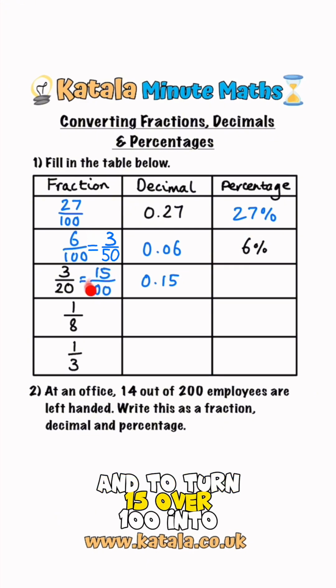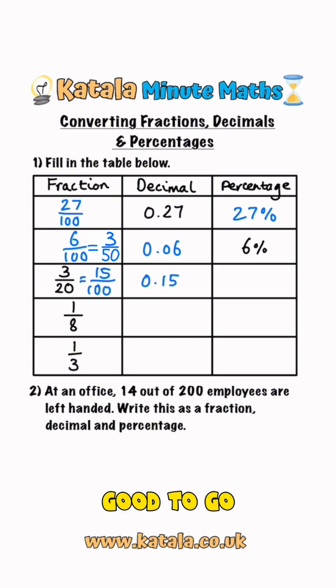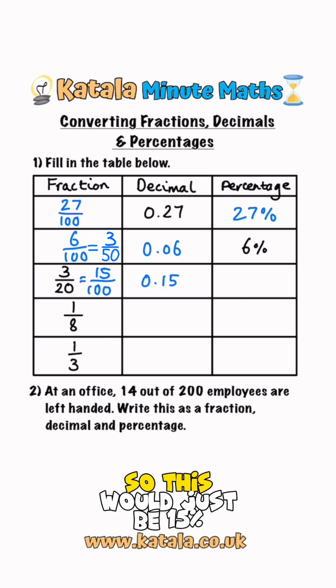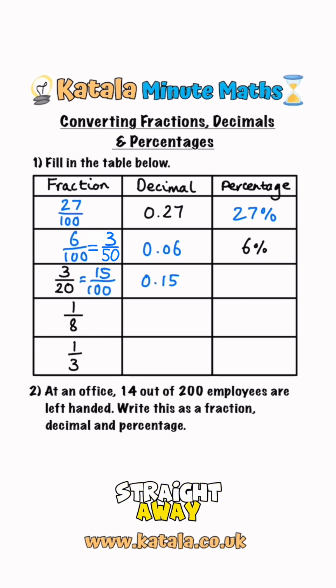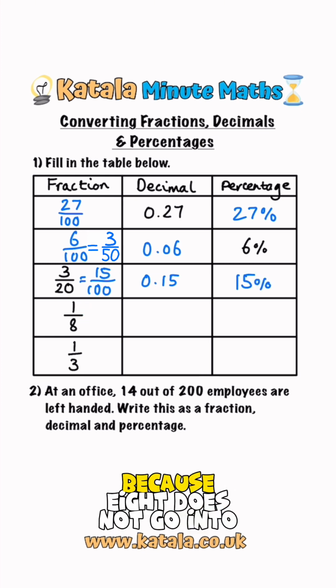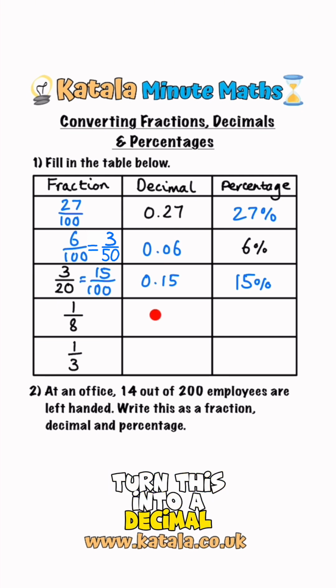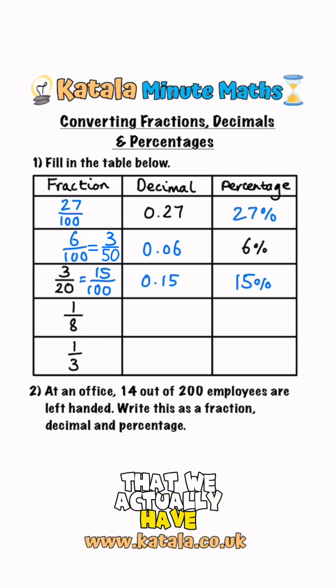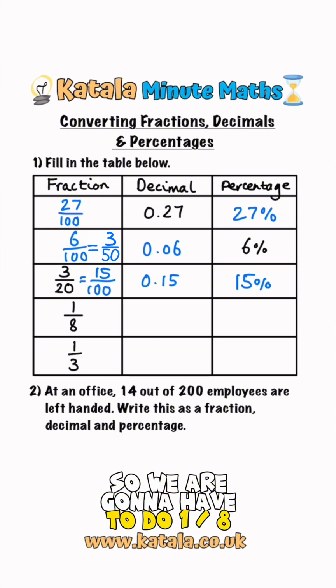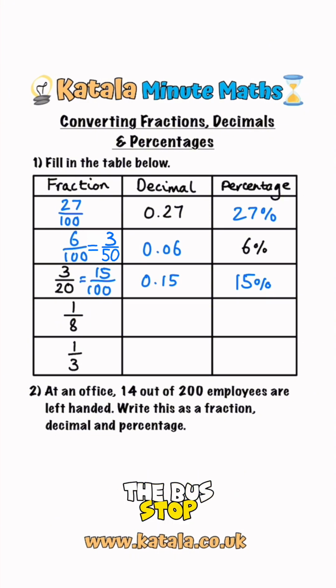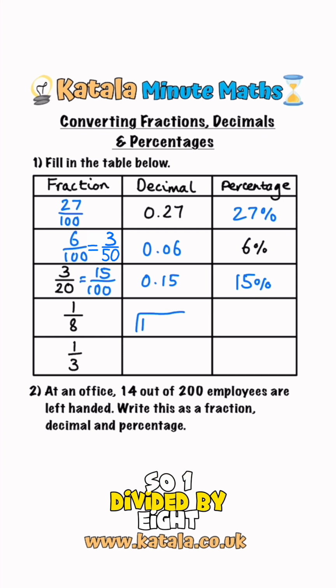And to turn 15 over 100 into a percentage is actually already good to go because remember percentages are out of 100, so this would just be 15% straight away. Now 1 over 8 is a bit more difficult because 8 does not go into 100. So what we actually have to do here to turn this into a decimal is to carry out the division that we actually have. So we're going to have to do 1 divided by 8. For this we're going to use the bus stop. So 1 divided by 8.